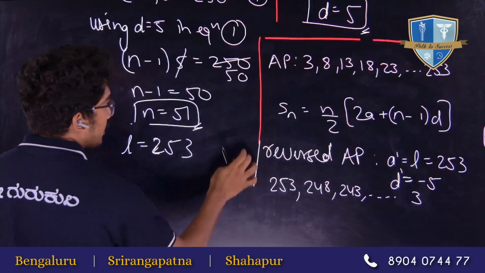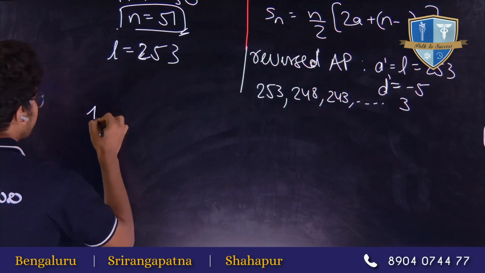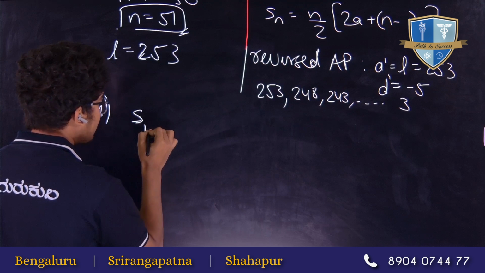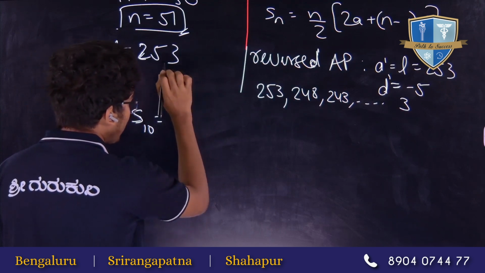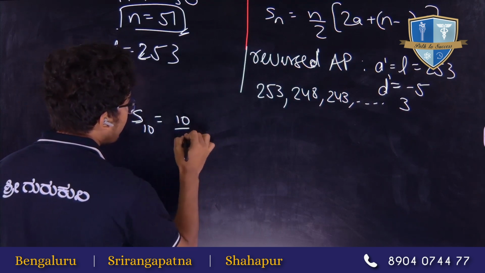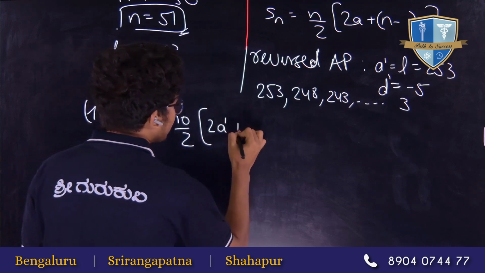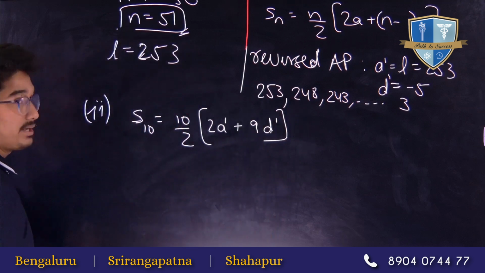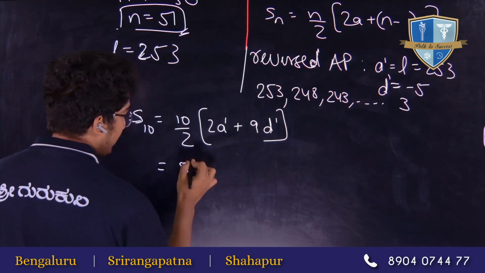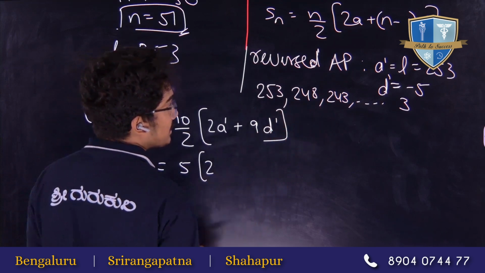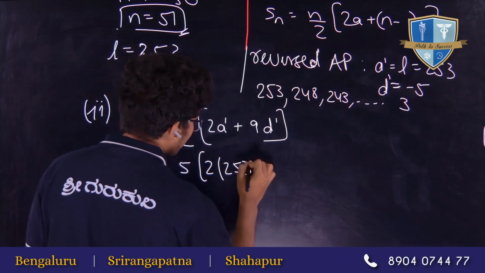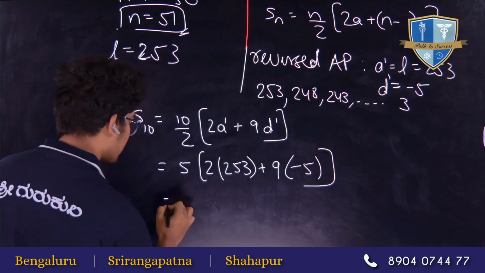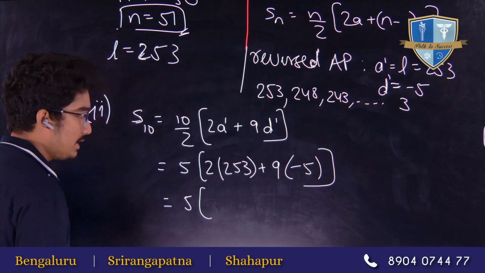Now for this, A is equal to 253 and D is equal to minus 5, we can use this formula. So for the second part of the question, we will use Sn, that is S10, which is equal to n upon 2. Instead of n, we write 10 divided by 2 into (2 times A dash plus (10 minus 1) 9 times D dash). This is our formula now to find the sum of the last 10 terms. So this will become 5 into (2 times A dash, which is 253, plus 9 times D dash, which is minus 5).